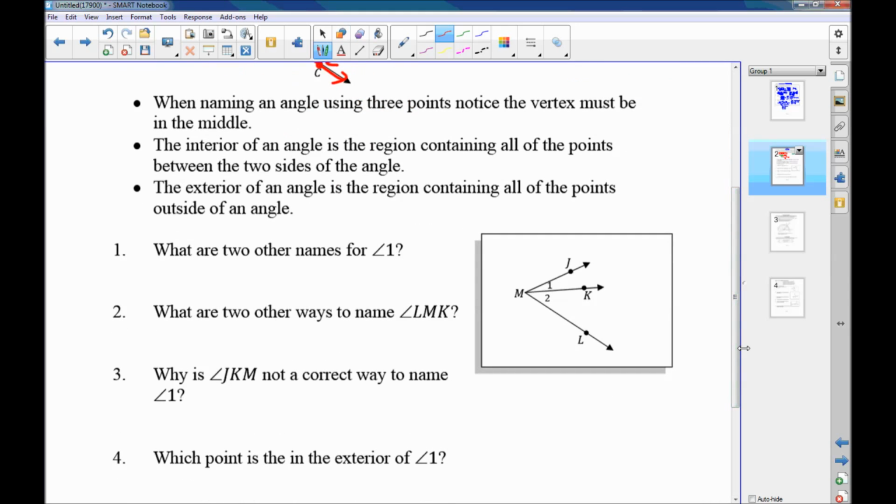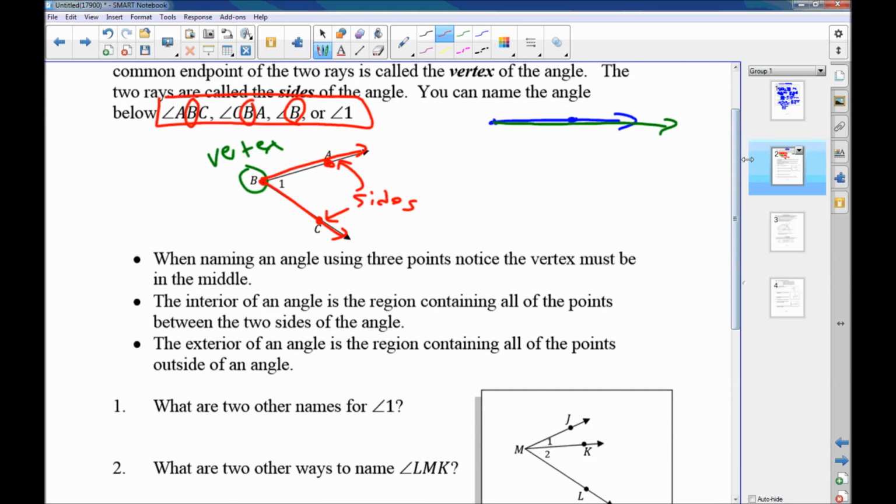The interior of the angle is the region containing all the points between the two sides of the angle. So in here, this is the interior, okay? And the exterior is out here. Now, the angle itself is neither interior nor exterior, so this part in green, these points are not on the interior or the exterior.